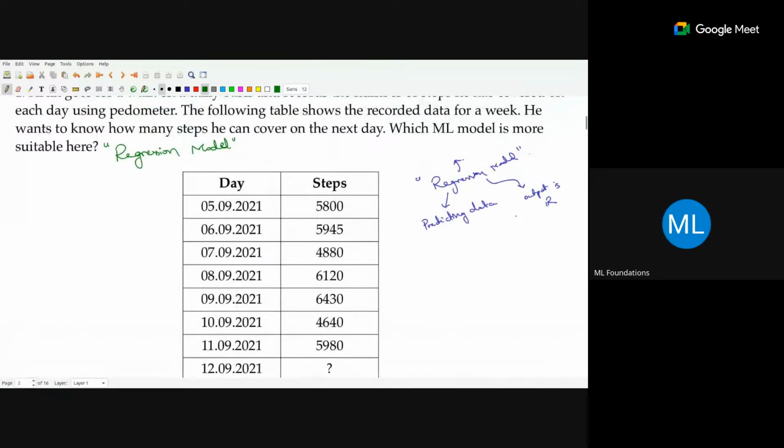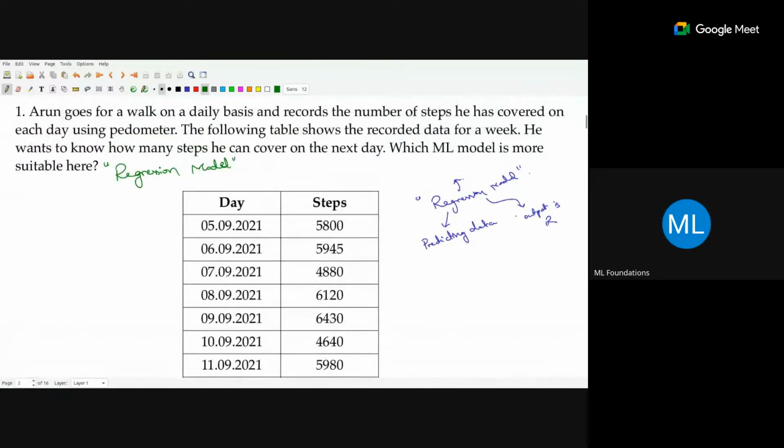So that's the thing I have for question 1. I just want to know which model is more suitable. I am not saying that it is the only model suitable for this particular scenario. I just asked which is more suitable. Here we have to predict the data, and looking at the output, what we are going to predict is a real number, the number of steps. So if it is numerical and predicting data, it falls under the regression model. In a regression model, we predict the data and the output is a real number.